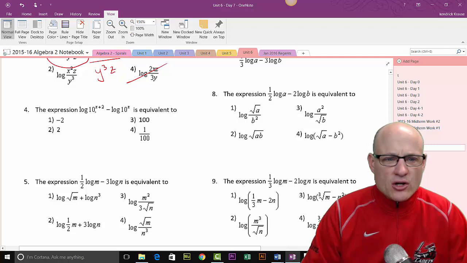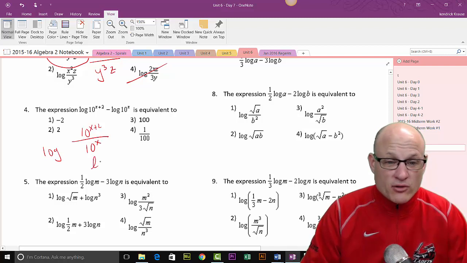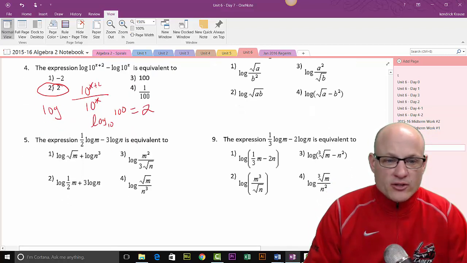So here we go. We got log 10. So what we have here is division. So we got log of 10 to the x plus 2 over 10 to the x. Well, when the bases are the same, what do you do with the exponents? You subtract them. So you really have log base 10 of 10 squared, or 100. And if you can just type that in your calculator if you want to, it's just 2. Choice 2.